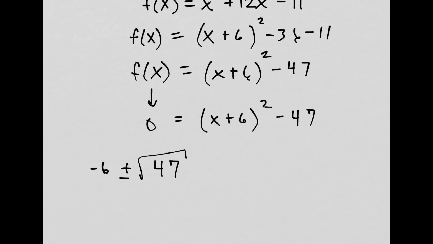So that's how you do it in your head. Did you guys see that? And then you get x equals negative 6 plus square root of 47, and x equals negative 6 minus square root of 47.